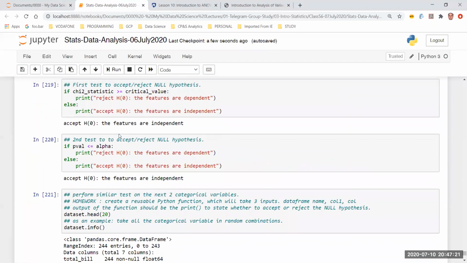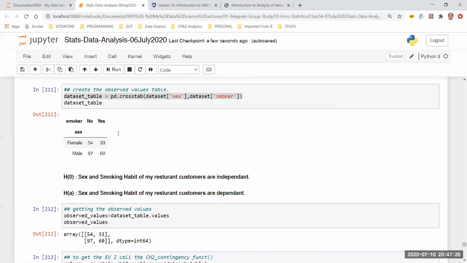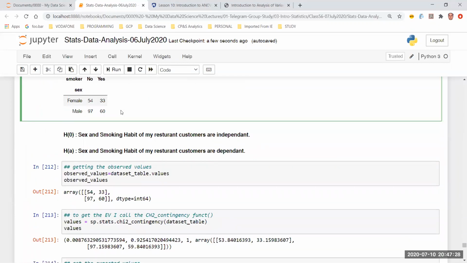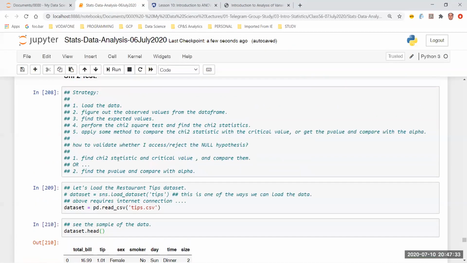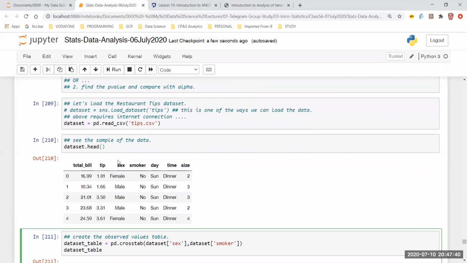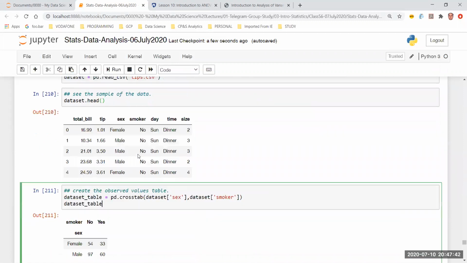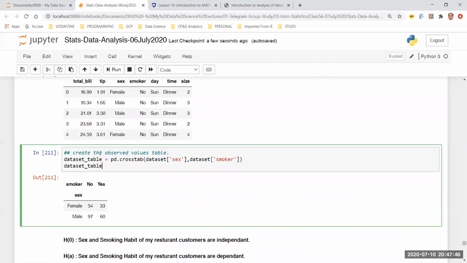But what we have overall seen until the last class is that we looked into t-tests, we revised what a t-test was, then we looked into some techniques with which we can create cross tabs because we wanted to do the chi-square test. In the chi-square test, we loaded this tips data, and from this data set we found two categorical columns. The chi-square test is where we are trying to look into the relationship between two variables which are categorical in nature.